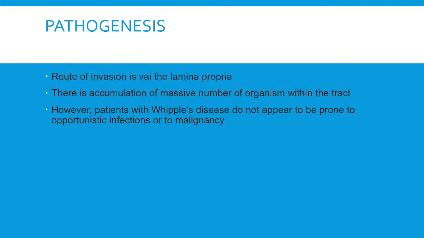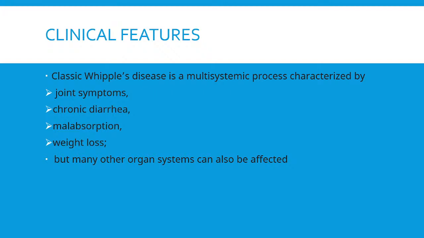Now, pathogenesis. The route of invasion is via the lamina propria. There is accumulation of massive number of organisms within the tract. However, the patient with Whipple's disease does not appear to be prone to opportunistic infections or malignancies. Clinical features. The classical features of Whipple's are joint symptoms, first and foremost, then chronic diarrhea, malabsorption, and weight loss. But many other organ systems can be affected. It is a multi-system disease. It is not just limited to the joints and GIT.